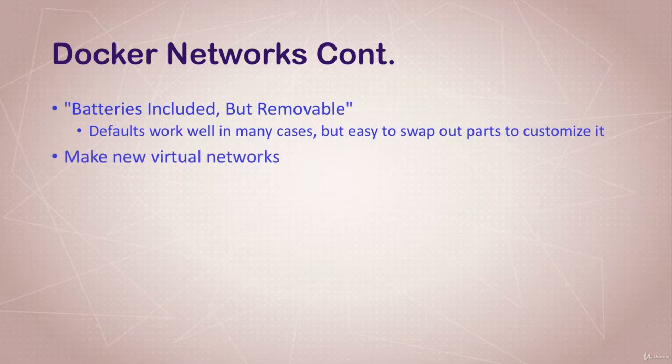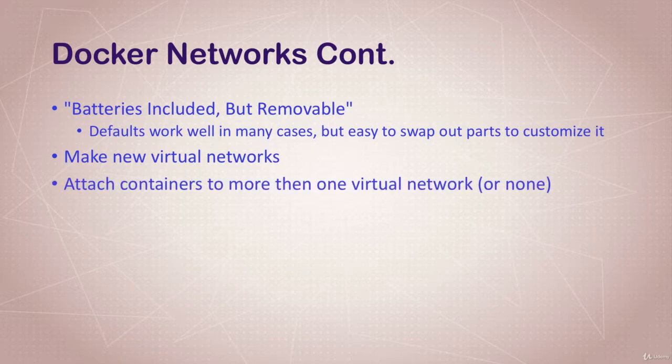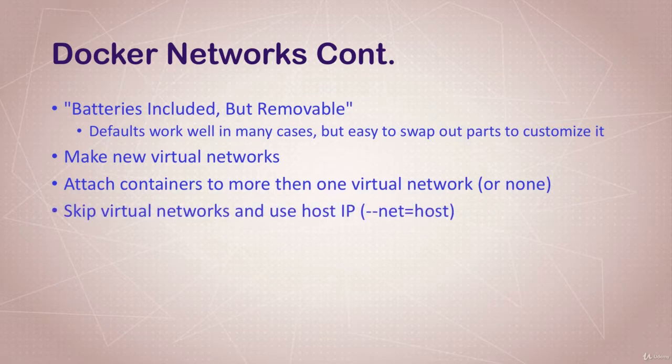Some of the things that you can actually change would be creating multiple virtual networks, maybe one per app, or different ones based on different security requirements. And just like in the physical world, where you can have two physical NICs on a real computer, you can actually have two virtual networks connected to one container, or you can have the container talk to no networks. And you can skip any of the virtual network configuration that comes out of the box and actually use --net equals host. And you'll lose some of the containerization benefits, but in some cases, it might be required.